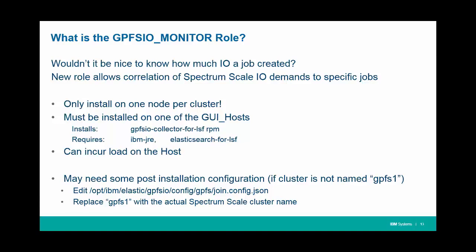You may need some additional post-install configuration. By default, we have assumed that the Spectrum Scale cluster name is called GPFS1. If you need to change that, you'll need to go to this file here, /opt/ibm/elastic/gpfsio/conf/gpfs_join_config.json. In there you'll find GPFS1, and you'll just replace that with the name of the actual Spectrum Scale cluster, and then restart the LSFD service.